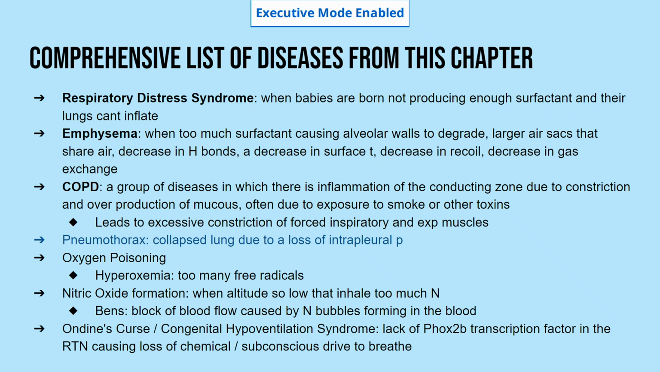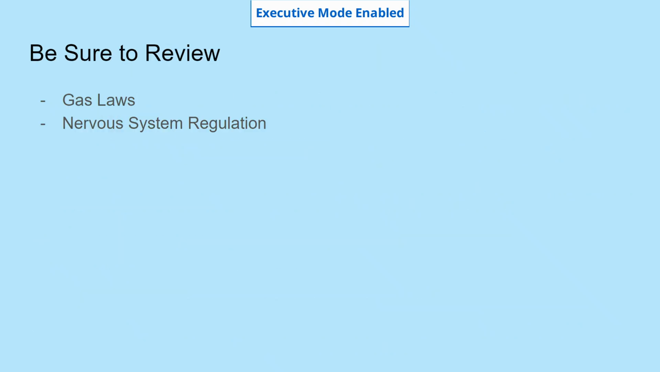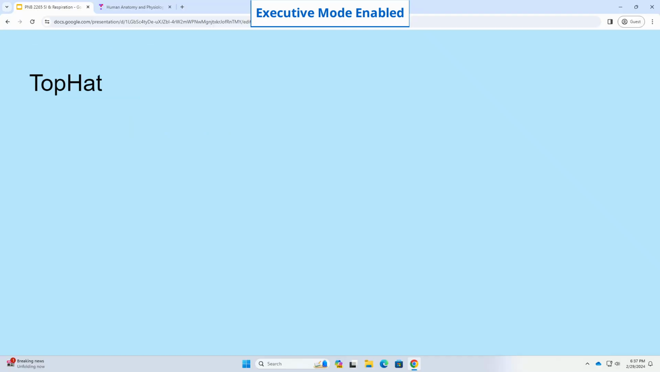I'm not going to go through all these, but I basically just compiled a list of all the different diseases that you should be familiar with by the end of this chapter specifically, just because I think it's easier to look at them, because you can get kind of confused with unfamiliar new terms. And then I did not go through gas laws or nervous system regulation, so when you look at these slides while you're studying, just be sure to review them. And then I have some Top Hat questions.